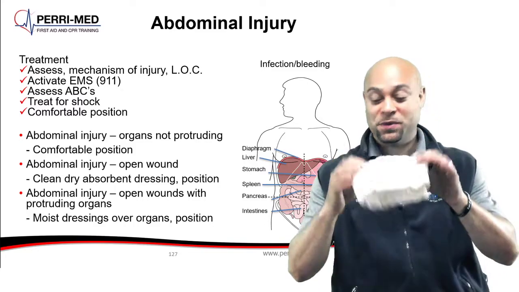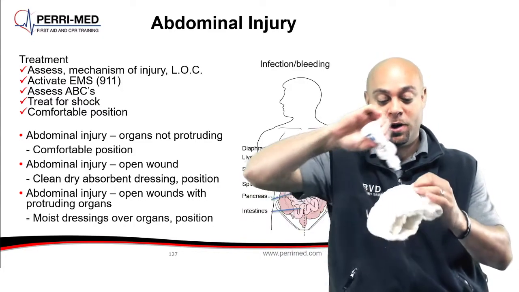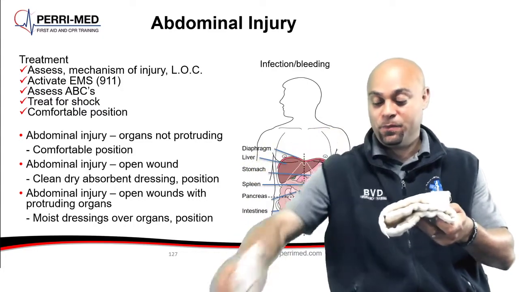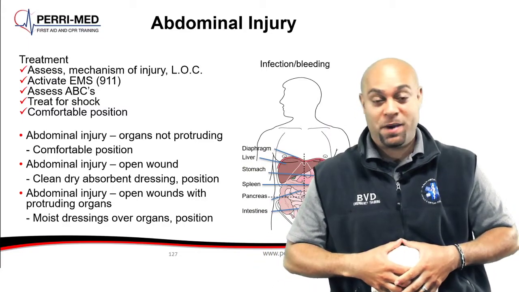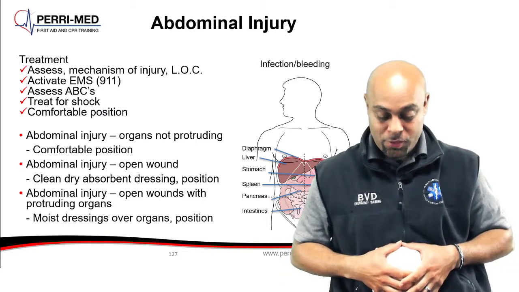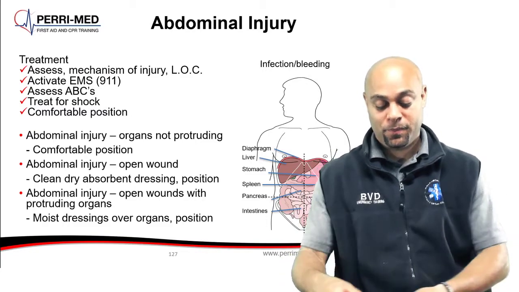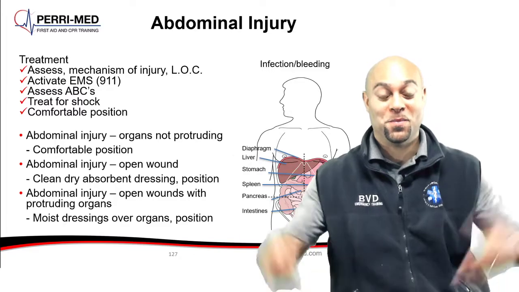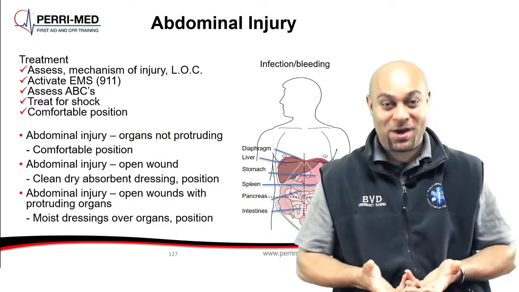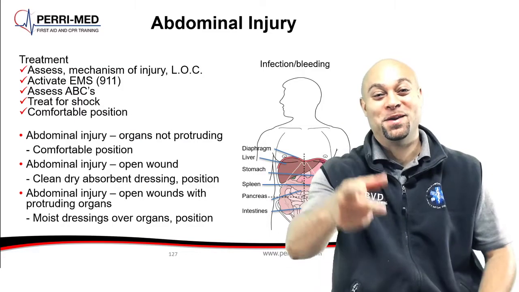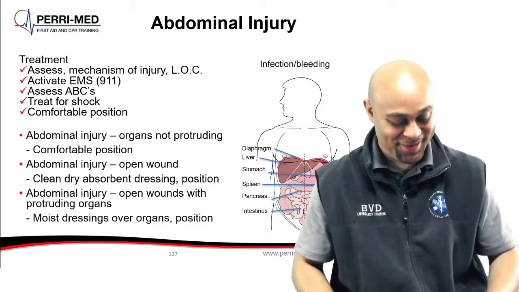So that's what we need to do. We need to wet this down. So we grab our eye wash bottle or water bottle, wet this down, and apply this over the organs. We're not going to push the organs back in though. We're just going to apply it over the organs like that. Okay? So that's how you care for someone who has their abdominal organs sitting on top of their belly. I bet you never thought you were going to learn that today.